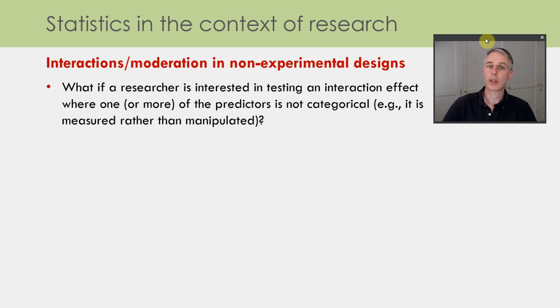So we're turning now to consider cases in which a researcher is interested in testing an interaction effect, testing moderation, where one or more of the predictors is not categorical. Now, the interactions that we considered in the mixed models and the Between Participants ANOVA lectures involved predictors or independent variables that were by and large manipulated and therefore categorical. So what can we do if we want to test interaction effects or moderation when our predictors or independent variables are instead measured continuously rather than being manipulated and categorical?